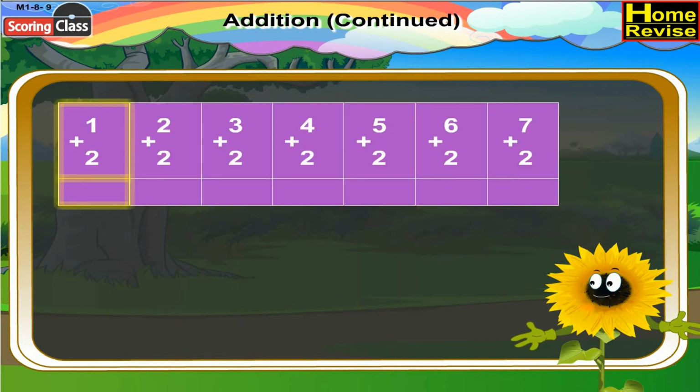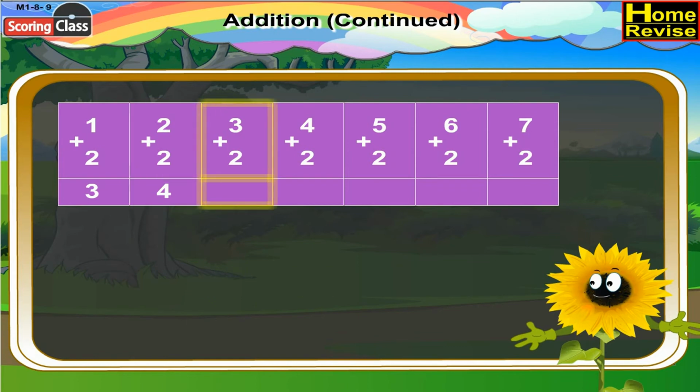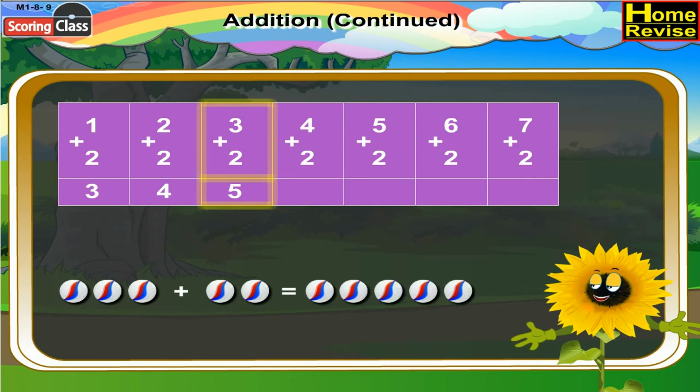Let us try and do it again. Now if you have 1 marble and 2 more marbles are added to it, it would be 1 plus 2, that is 3 marbles. If you have 2 marbles and 2 more marbles are added to it, that would be 2 plus 2, 4 marbles. If you have 3 marbles and 2 more marbles are added to it, that would be 3 plus 2, 5 marbles.